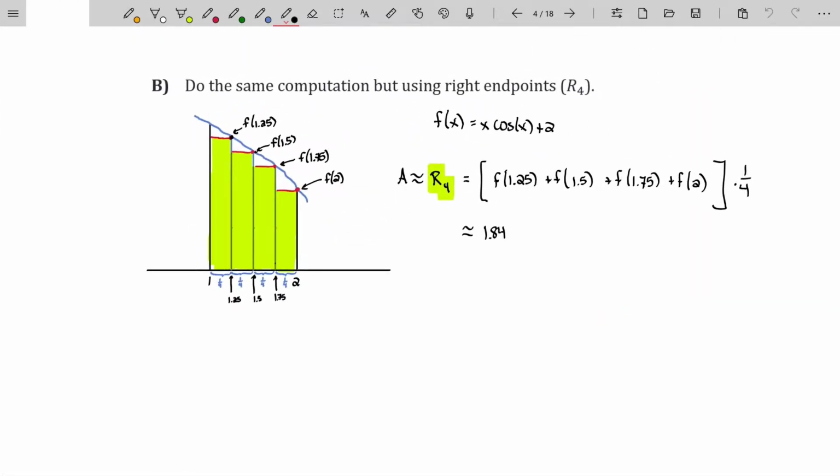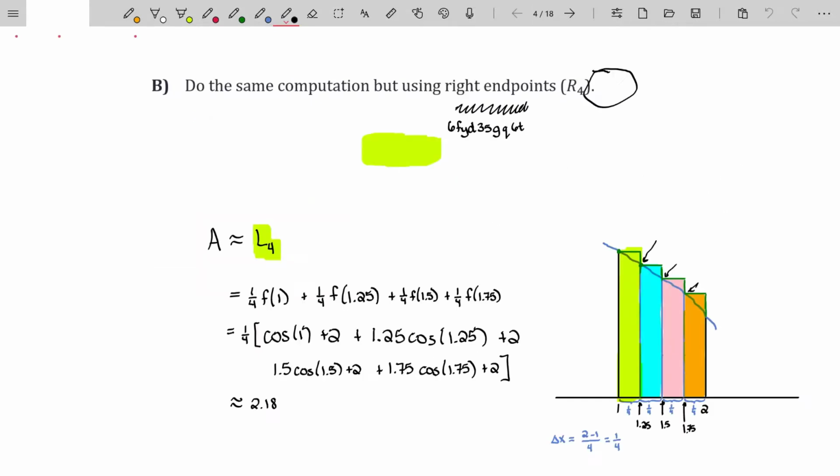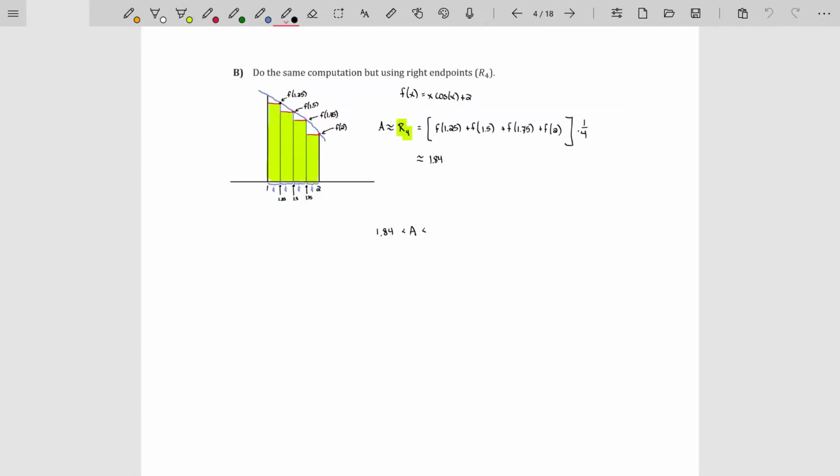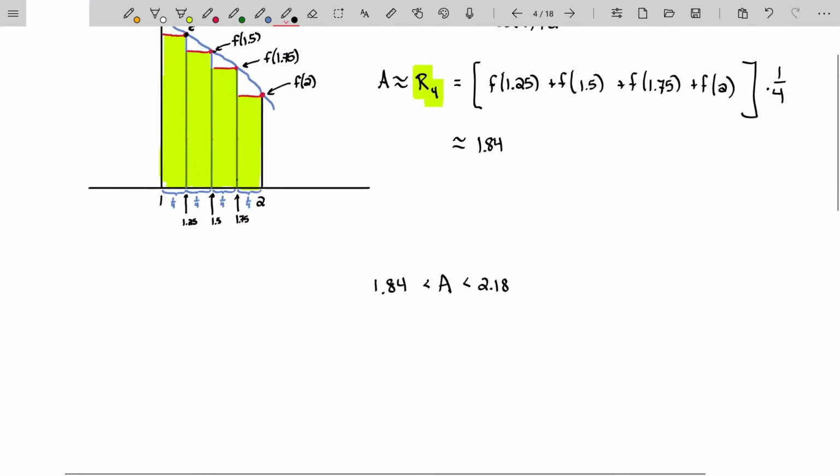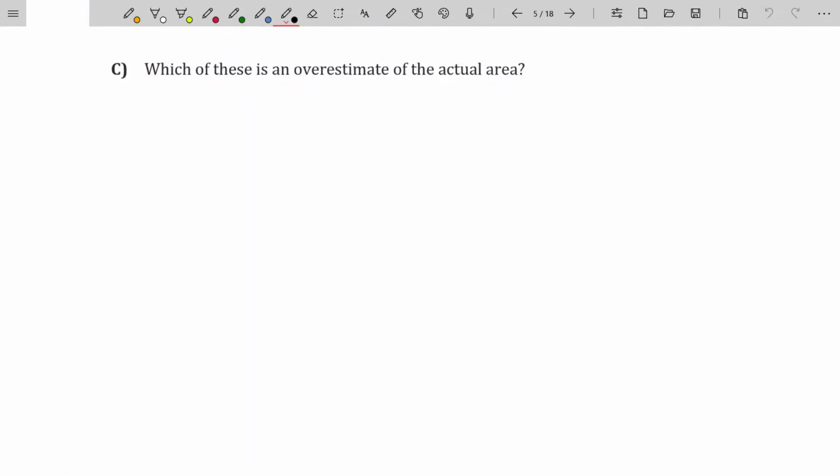So the real area is somewhere between, let me just put that in here. The real area is somewhere between that 1.84 and whatever that other one was, it was 2.18. So I'll just put 2.18 here. So we have an okay estimate for the area underneath that curve, but it's not the best. And by the way, my part C, if you're one of my students and you have the printouts of these lectures, obviously I've kind of already said the answer to this. The first one, the left endpoint method, is an overestimate of the actual area. The right endpoint method, in this case, is an underestimate.